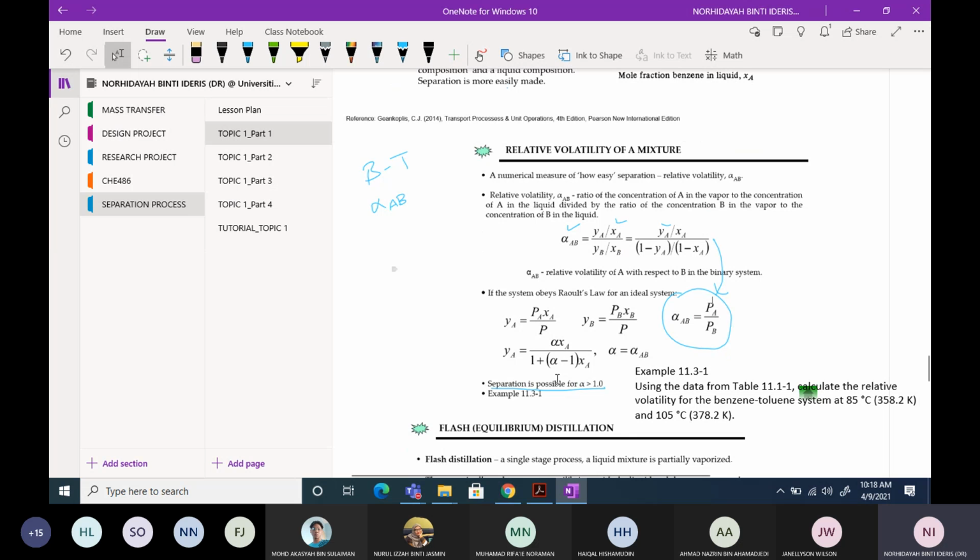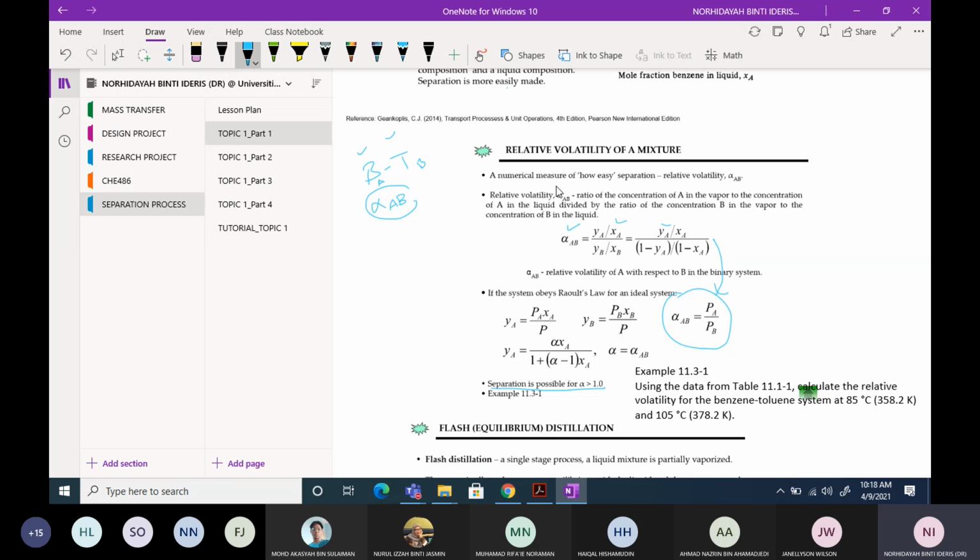Okay, maybe I just briefly explain here. What is the meaning of relative volatility of a mixture? Usually we calculate it first. If you have, for example, a benzene and toluene system, you refer to benzene as component A and toluene as component B. So we need to calculate alpha AB, which refers to the relative volatility of components A and B.